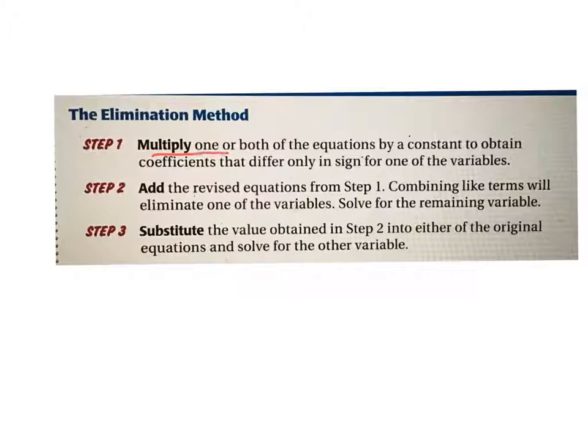You can multiply one or both equations by some number called a constant to get coefficients that only differ in sign. Then you can add the equations together, like combine like terms. Let that eliminate one of the variables, and then you solve for the variable that's left. After you get that variable, you substitute that number into step 2, one of the equations that you started with, and get the other one. Still, those are kind of complicated words for a process that's not that complicated. So let's just look at a couple examples here.